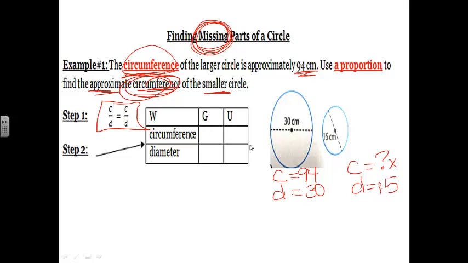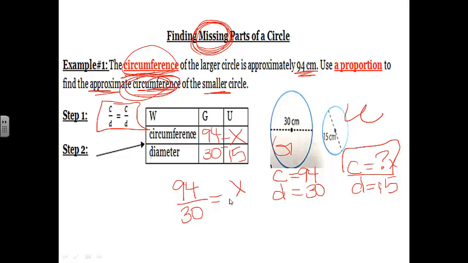Now we got to fill out our chart. So this would be our G and this would be our U. And I have to put G in here because I have all the information. I have to put my U in here because I'm missing circumference. Okay, so now my G with circumference, it would be 94. And then my diameter here would be 30. So I'm solely focusing just on the G one. Okay, now my U, I do not know my circumference of the smaller, but my diameter I do know is 15.